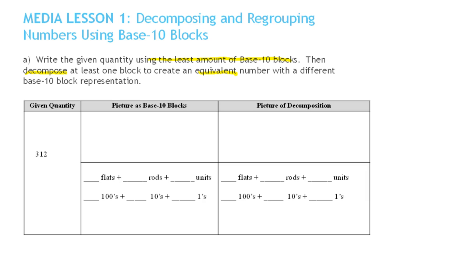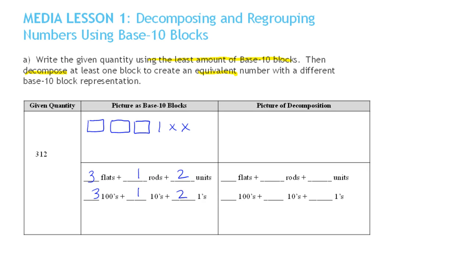And that's how we did this in the previous video. So we said 312 means 3 hundreds, or 3 flats, which we drew as squares, 1 rod, and 2 units. And now let's fill this in. So 3 flats, 1 rod, and 2 units is 3 hundreds, 1 ten, and 2 ones.